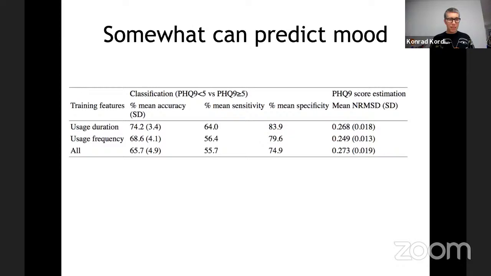The accuracy is better than chance, of course. Usage duration, usage frequency, all features. Yeah, we get better if we use more features. And we have some amount of specificity and some amount of sensitivity. This is just for distinguishing the depressive mood, yes versus no. So this is great because it's significant. This is not great because it's totally useless.